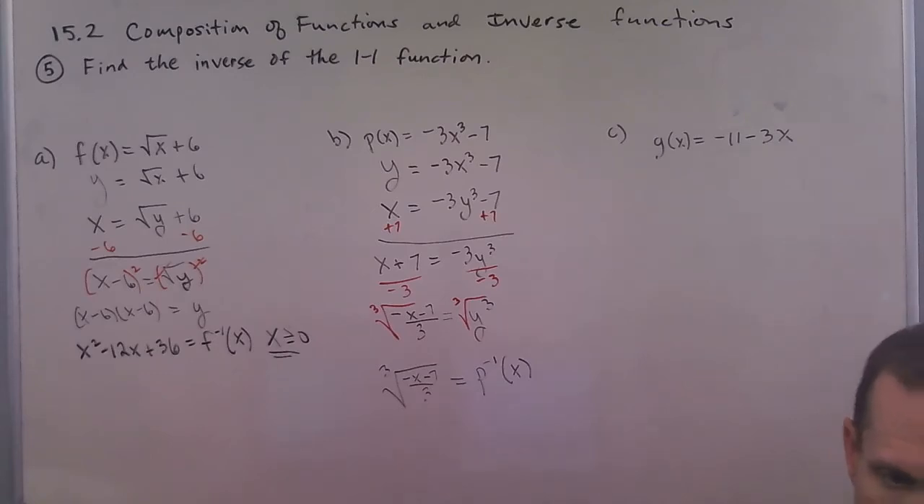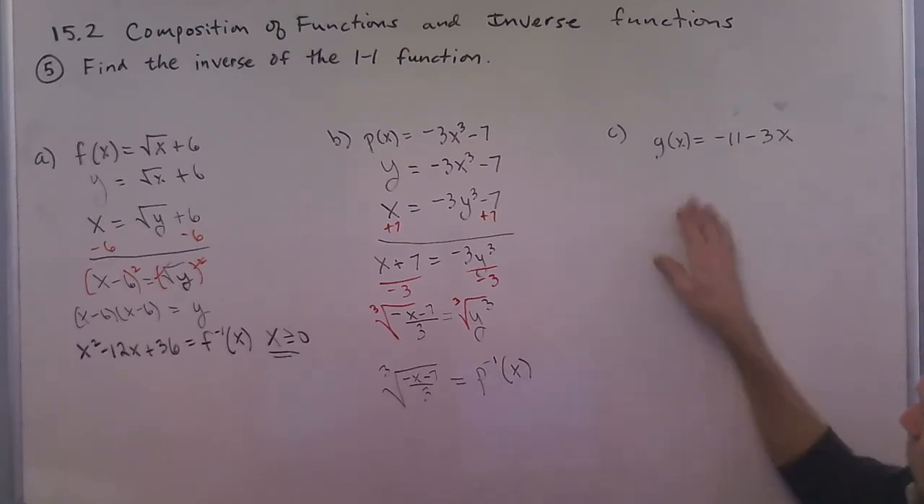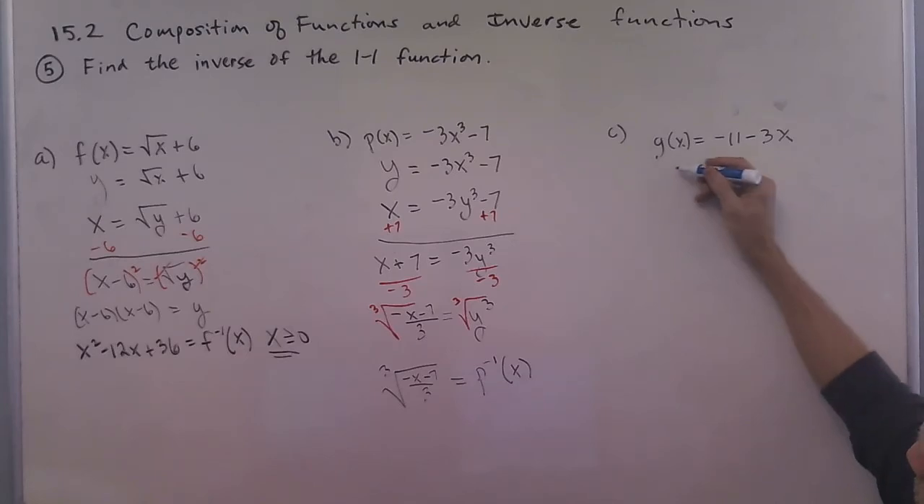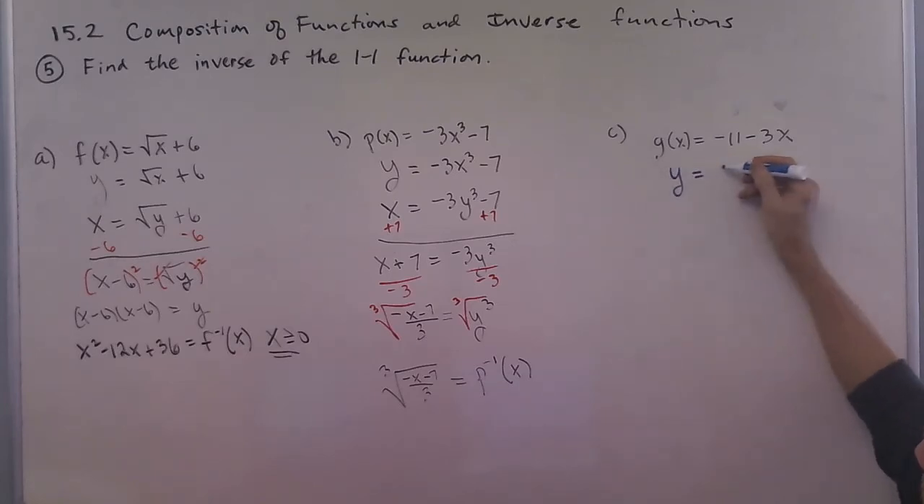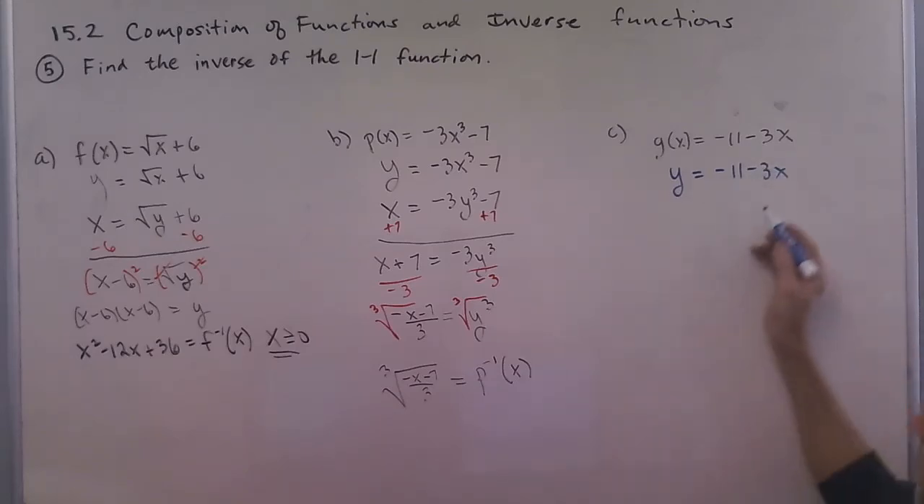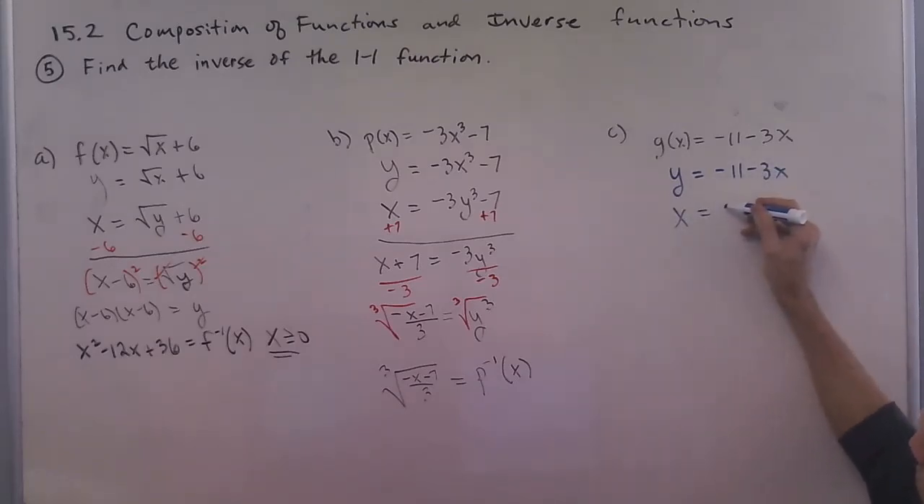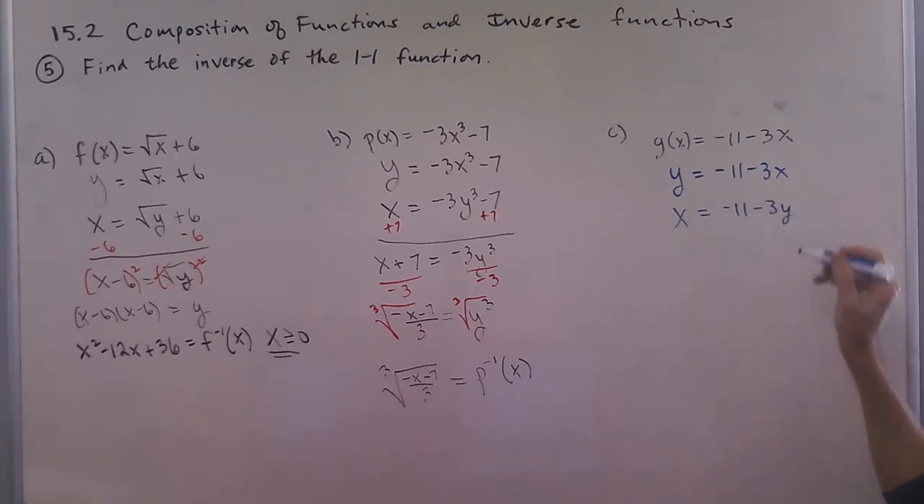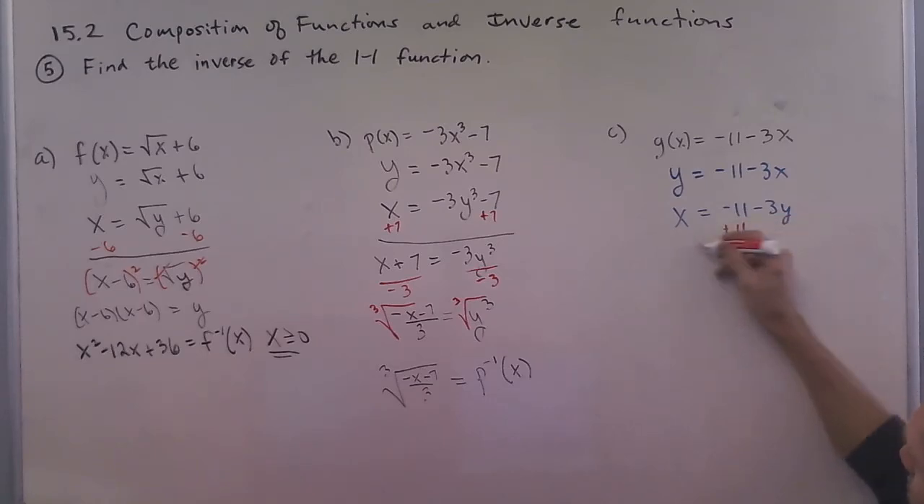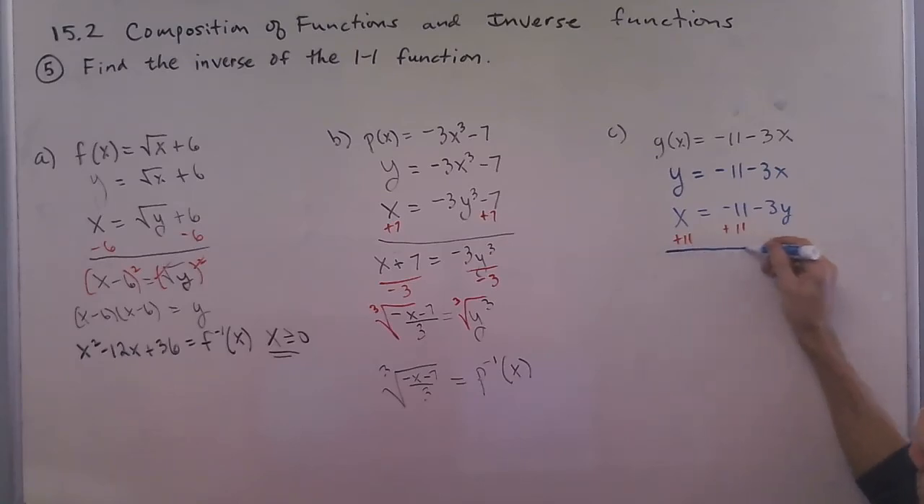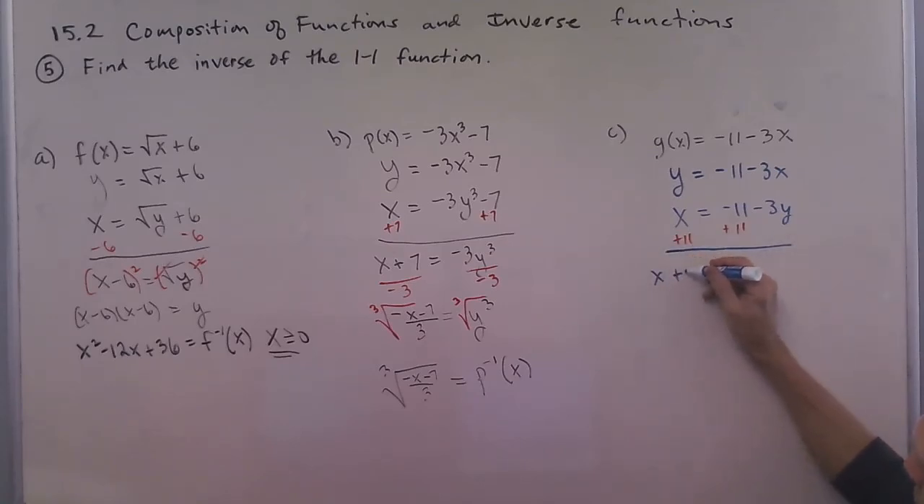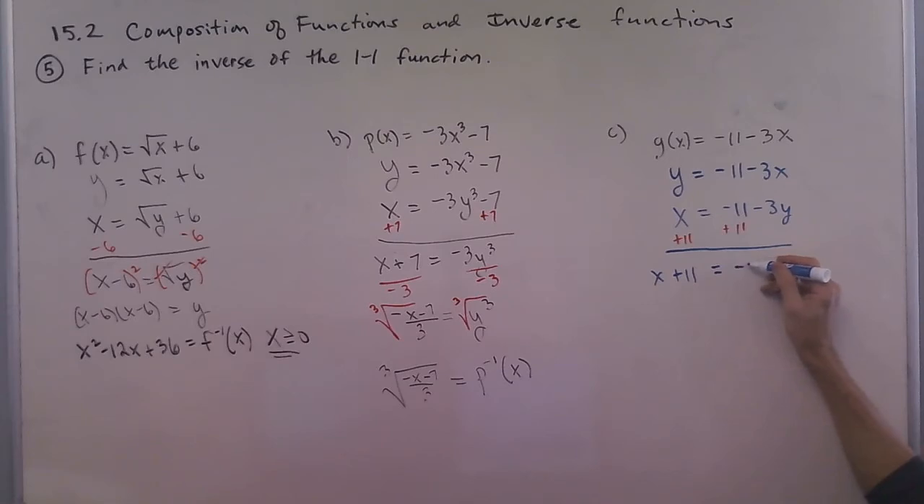So I'm going to do this last problem in blue, just so it shows up a little better. So we have y equals negative 11 minus 3x. Then we're going to flip the x and the y, or interchange them. And then we're going to add 11 to both sides. Remember, this is finding the inverse of a one-to-one function. So we have x plus 11 equals negative 3y. And then we'll divide by negative 3.